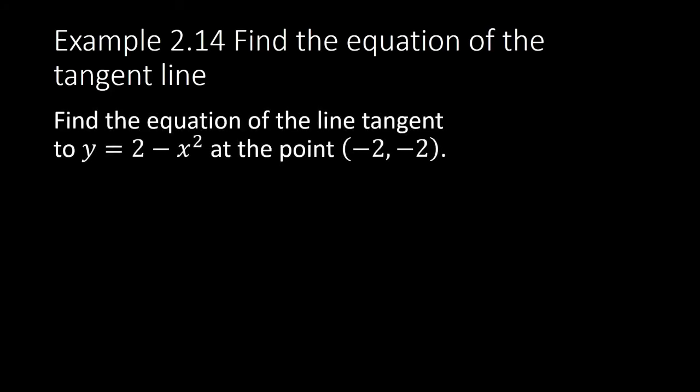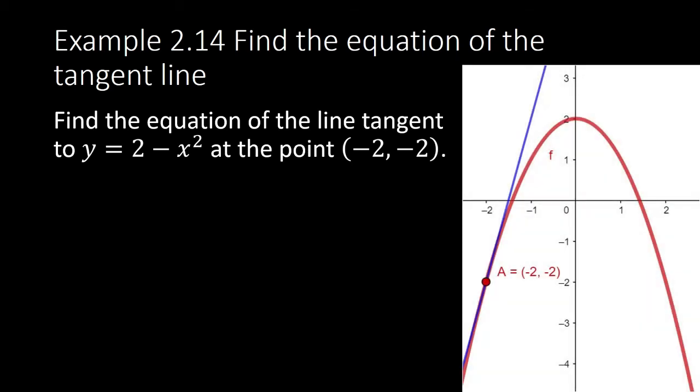Find the equation of the line that is tangent to the curve y is equal to 2 minus x squared at the point -2, -2. Let us look at the curve and at the line that is tangent to the curve at the point -2, -2. The red curve is our parabola that is defined by y is equal to 2 minus x squared. Point A is the point with coordinates -2, -2, and the blue line is the tangent line. So the challenge is, what is the equation of that tangent line?